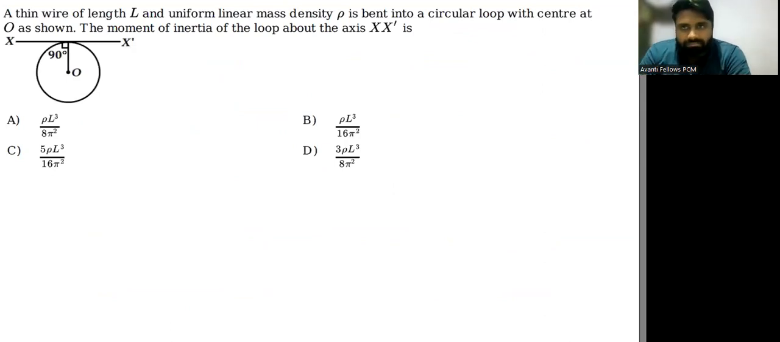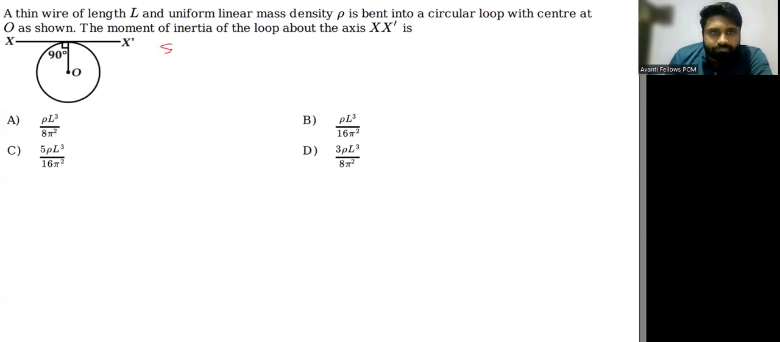Option B is the correct one. Now, a thin wire of length L and uniform linear mass density rho is bent into a circular loop with center O as shown. The moment of inertia of the loop about axis xx dash is.